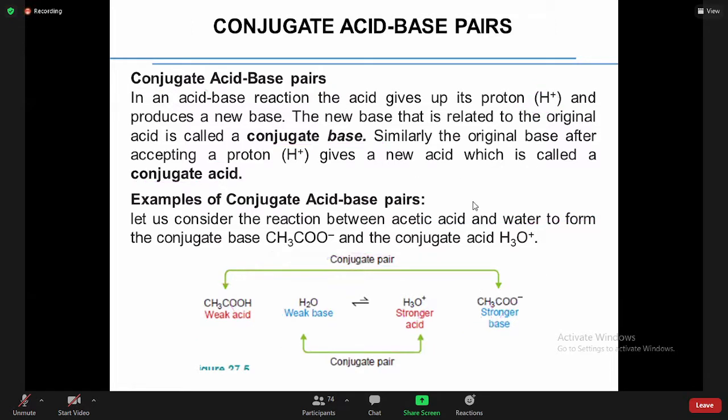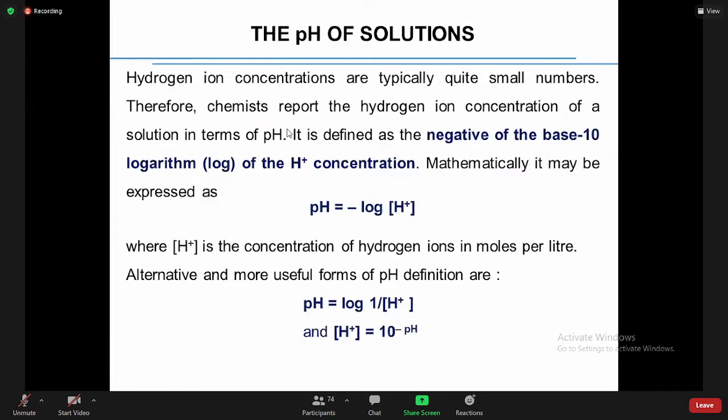So another topic is pH. What is pH? Power of hydrogen. Anything else? Negative logarithm of the molar concentration of hydrogen ion.